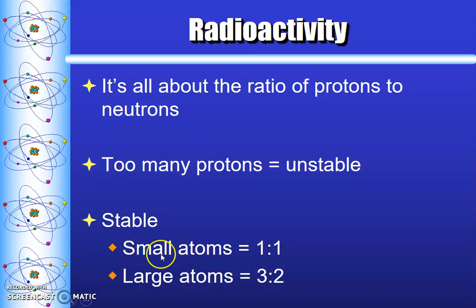In small atoms, a stable ratio is 1 to 1. For every 1 proton, you have 1 neutron. But as the atoms get larger, they can have a different ratio. They can have a 3:2 ratio. So you can have 3 protons to every 2 neutrons. And that is enough neutrality to allow for some stability in those larger atoms.